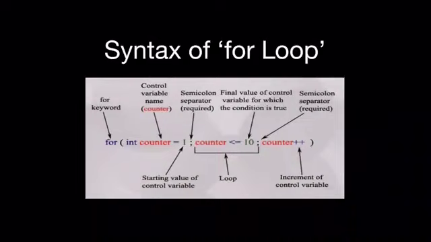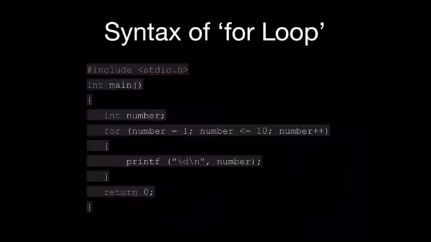The syntax of this for loop looks like this. Here we can see that the for loop is initialized with counter equals to 0, with the condition that counter must be less than or equal to 10, and with an increment step of 1 by the syntax of counter plus plus.